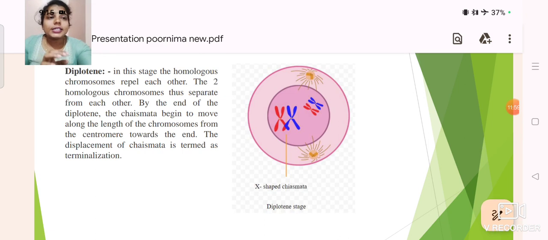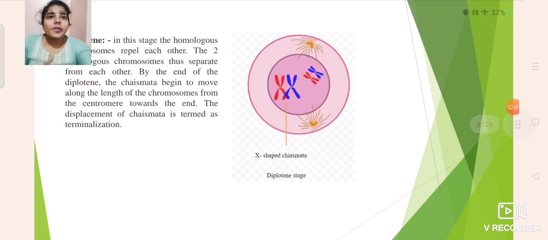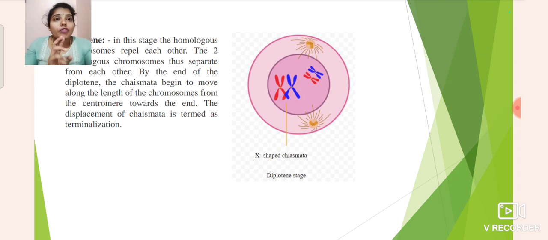Genetic segments will be exchanged with each other, paternal and maternal. Two chromatids are formed, and in between the two chromatids the exchange of genetic material takes place, which is called crossing over. This exchange of genetic material happens at some point, which is called chiasmata.